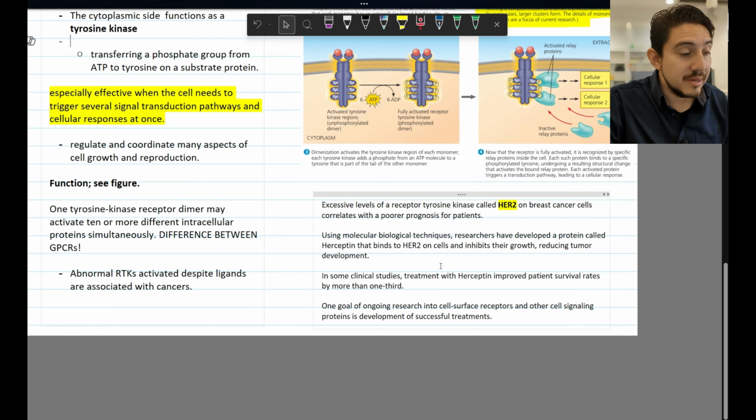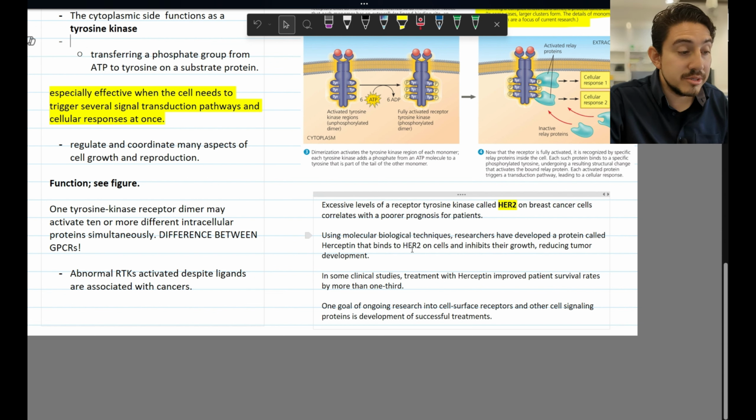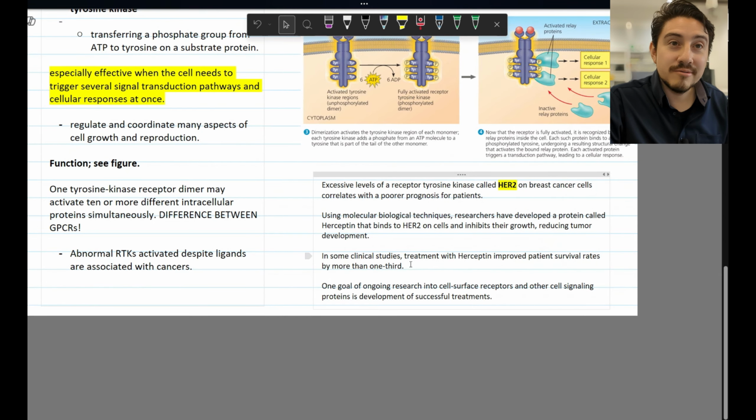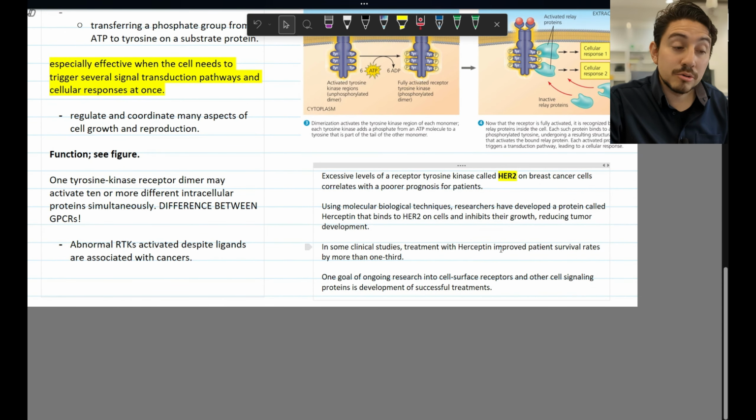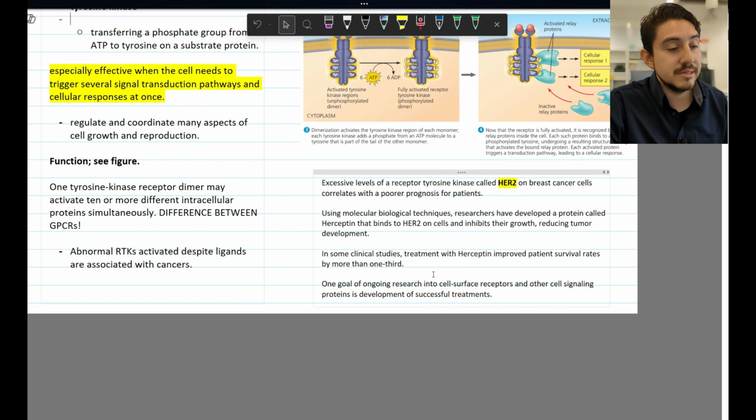Okay, so using molecular biological techniques, researchers have developed a protein called Herceptin that binds to HER2 on cells and inhibits their growth, so it reduces tumor development. So very, very important for medical treatments, right? Herceptin has improved patient survival rates by more than 1/3. So there's still a lot of research. So this is a good topic if you want to get into medical sciences, right?